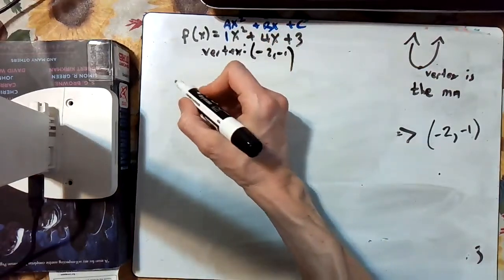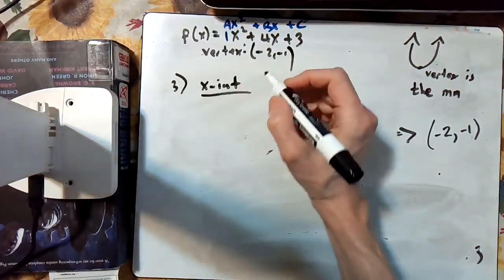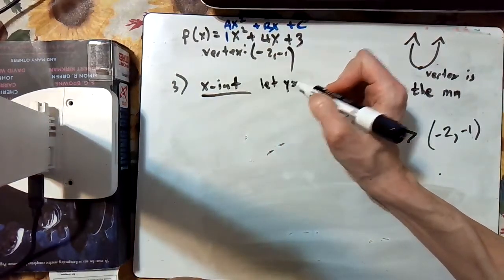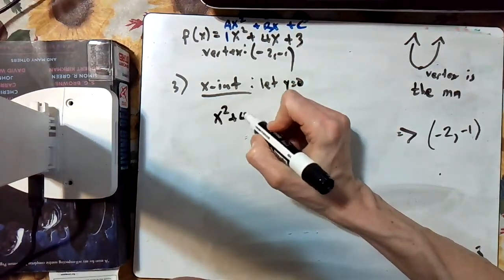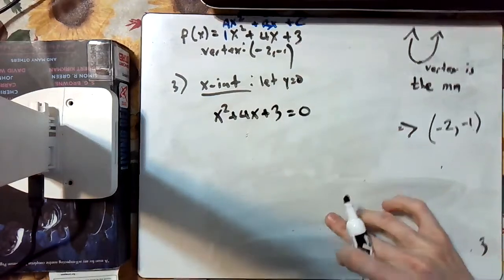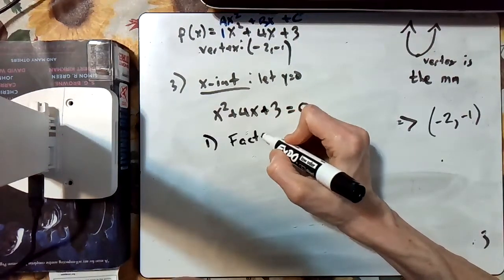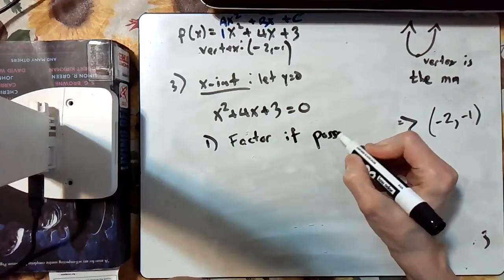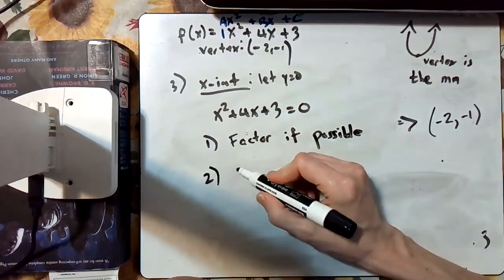Now let's find the x-intercepts. That's like the third step. And again, how do you find the x-intercepts? You let y equal 0, right? Never changes. So you have x squared plus 4x plus 3 equals 0. Now you can factor it, or we could factor it if possible. Or the second one is use the quadratic formula.